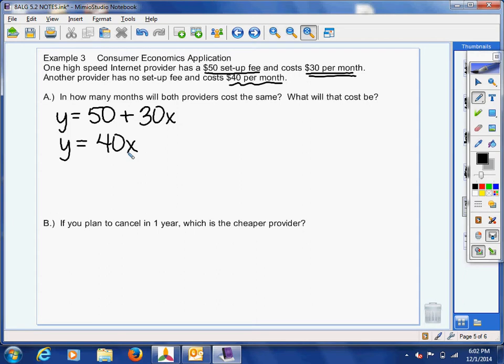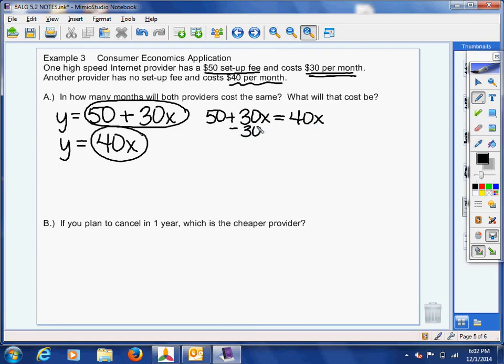Remember what we learned from example 1. If this quantity equals y, and this quantity also equals y, then what's true about these quantities is they must be equal to each other. So that's what we're going to do. We're going to set them equal to each other. We're going to say 50 plus 30x equals 40x. And then we're going to solve for x.